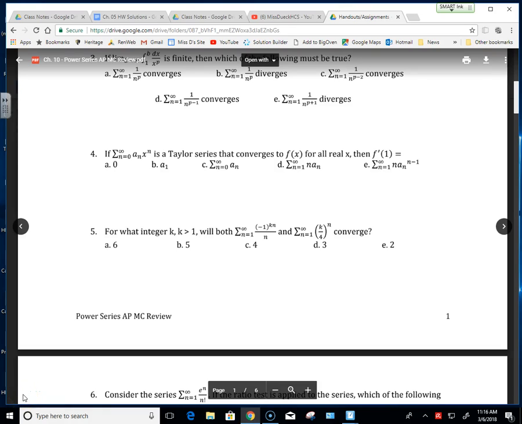Has everybody had a chance to look at number 4, if you hadn't gotten there yet? Okay. We know this Taylor series converges to f of x for all real values of x, then f prime of 1. This is when x equals 1, right, guys? Just looking at it? X equals 1. Okay, that's good to know.